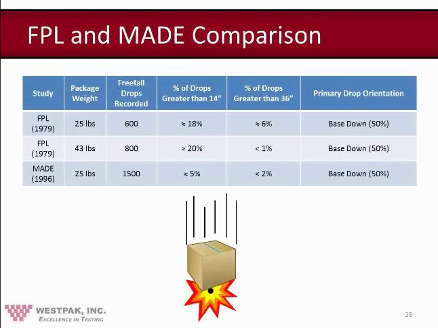On the next table here, we have a comparison between FPL and MAID. If you look at the drops that are greater than 14 inches, MAID is significantly less, which is 5% compared to the 18% that a 25-pound box saw and the 20% that the 43-pound box saw. If you look at the drops greater than 36 inches, that's pretty substantial. Before in FPL it was 6%, but now in MAID it's 2%. So that's only a third of the drops being over 36 inches.